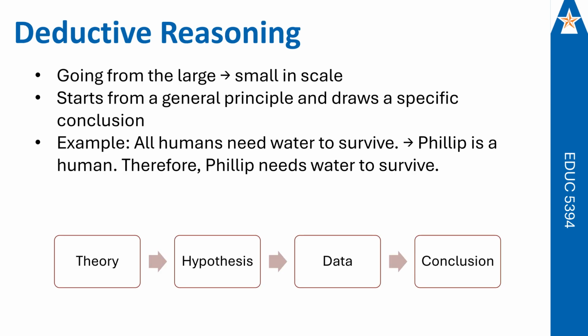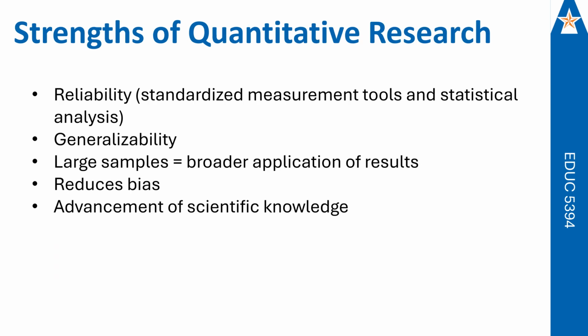Quantitative research usually relies on deductive reasoning, which means starting with a broad theory or general idea and then testing it with specific data. As shown in this brief example, in social research, this often means beginning with a theory, developing a hypothesis, collecting data, and then analyzing whether the findings support that hypothesis.